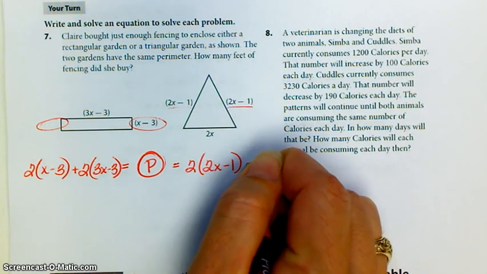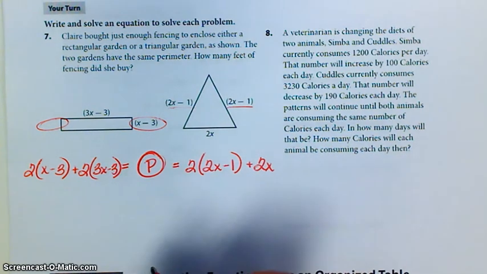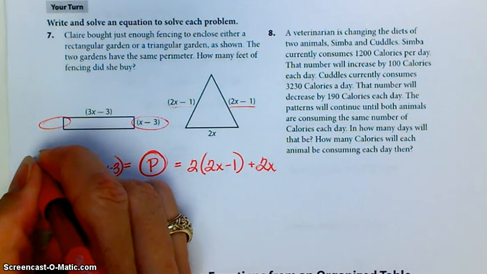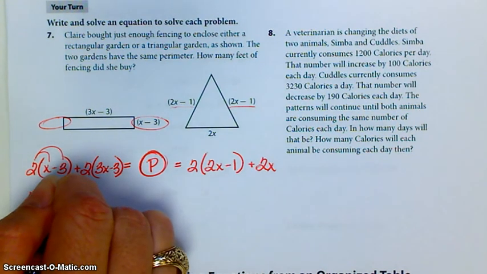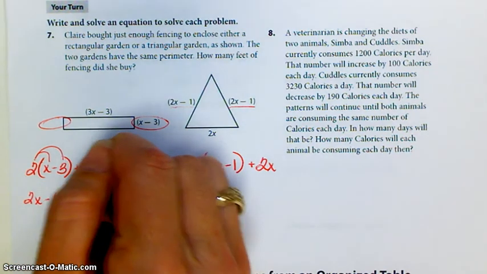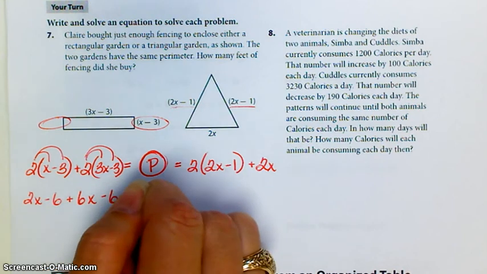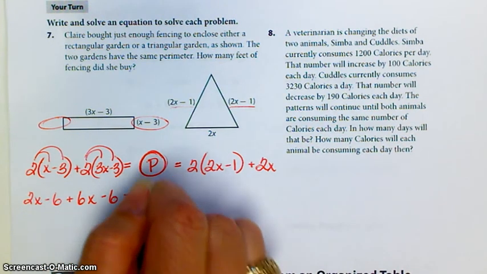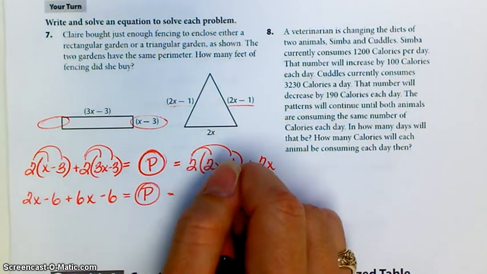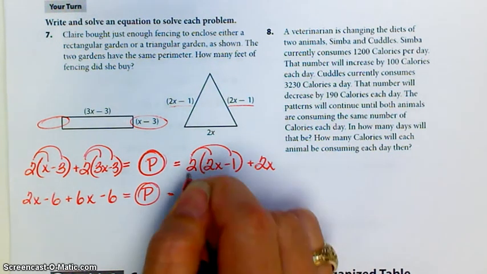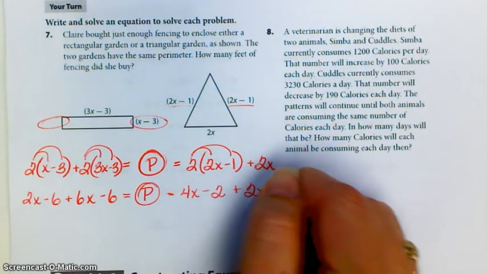minus 1 plus 2x. And then we distribute using the distributive property, and we start combining things. 2 times x and 2 times negative 3. That's going to be 2x minus 6 plus, distributive again, 6x minus 6. That equals whatever perimeter she can fence. Distribute. 2 times 2x is 4x. 2 times negative 1 is negative 2. Plus 2x. Lots and lots of x's.